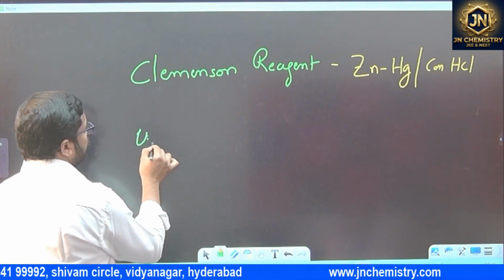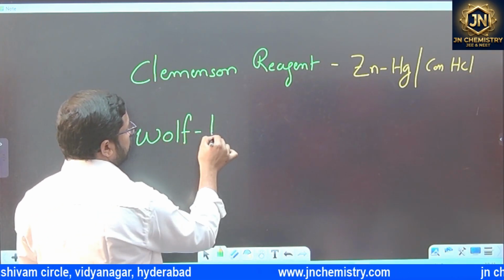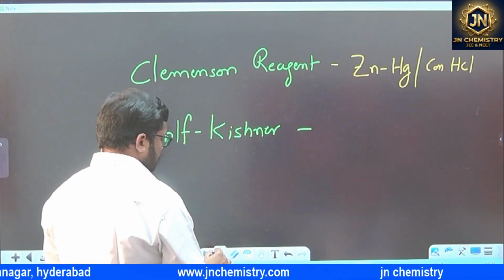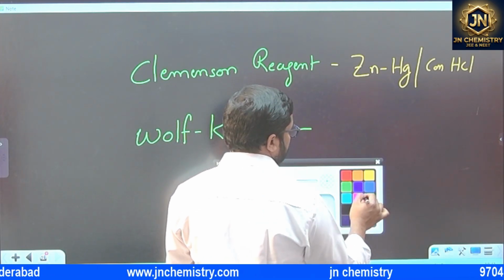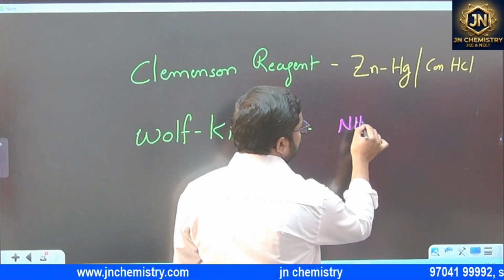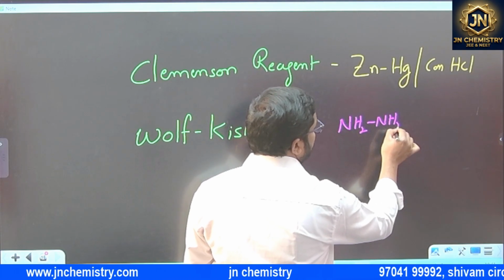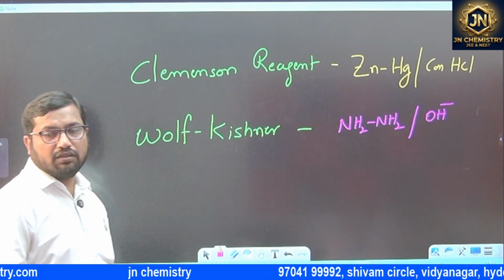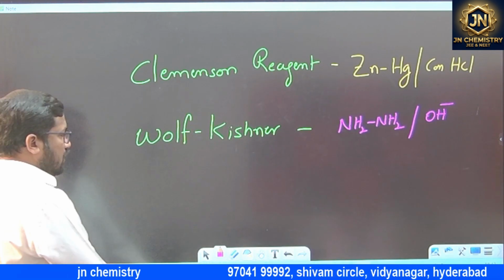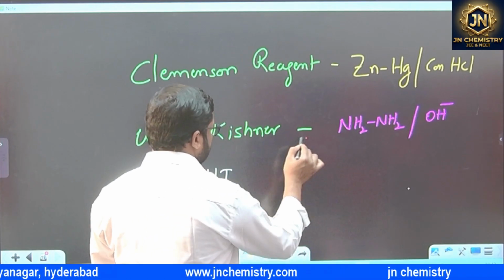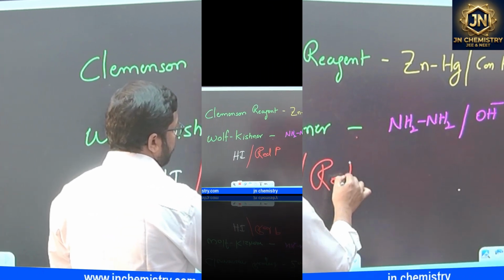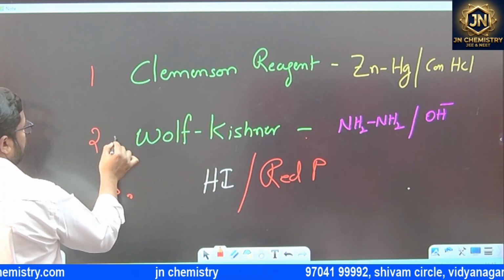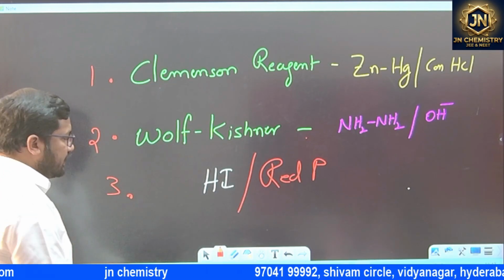Otherwise we can use Wolff-Kishner reagent. Wolff-Kishner: hydrazine, NH2NH2, in presence of base, OH minus, basic medium. Otherwise we can use HI in presence of red phosphorus. This is 1, this is 2, this is 3. Particularly for aldehydes and ketones.